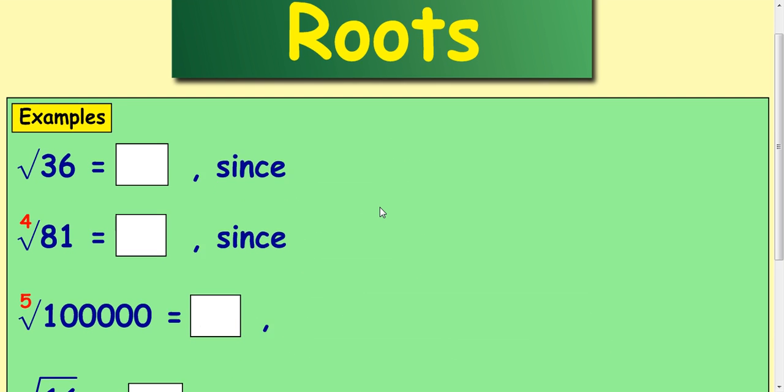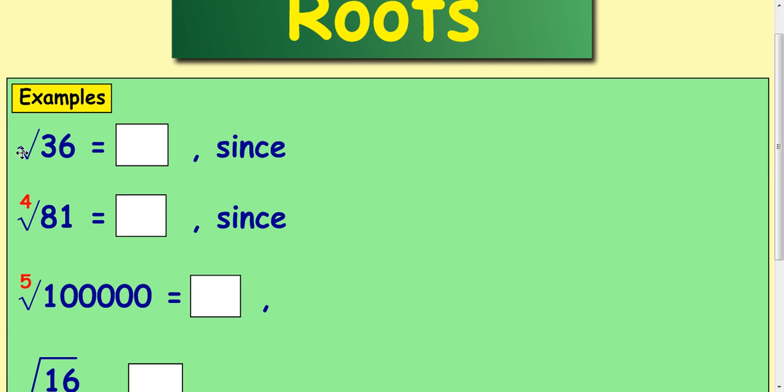Right, let's look at some examples. So, the first example, this is asking for the square root of 36. Now, because I know 6 times 6 makes 36, I know this answer is 6, because 6 squared is 36. This question is saying, what is the fourth root of 81? So what times what times what times what? Something multiplied by itself 4 times makes 81. Now that's 3. Because 3 to the power 4 is 81. 3 times 3 is 9, times 3 is 27, 27 times 3 is 81.